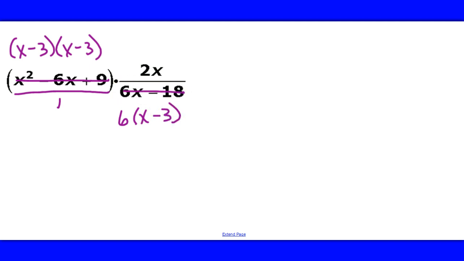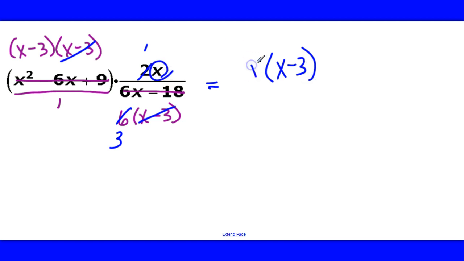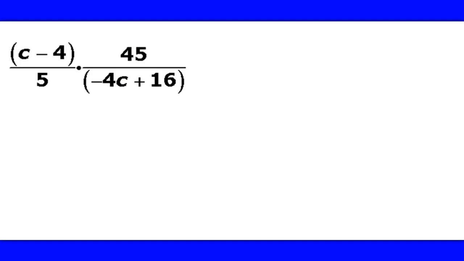What can cancel out? Well, an x minus 3 can cancel with an x minus 3. The 2 and the 6 can reduce. That's a 1 and a 3. And what do we have left? On the top, I believe we have an x minus 3 and then an x from here. On the bottom, we just have a 3, and that is it. Okay? Try this one. Pause the video again. Try this one.